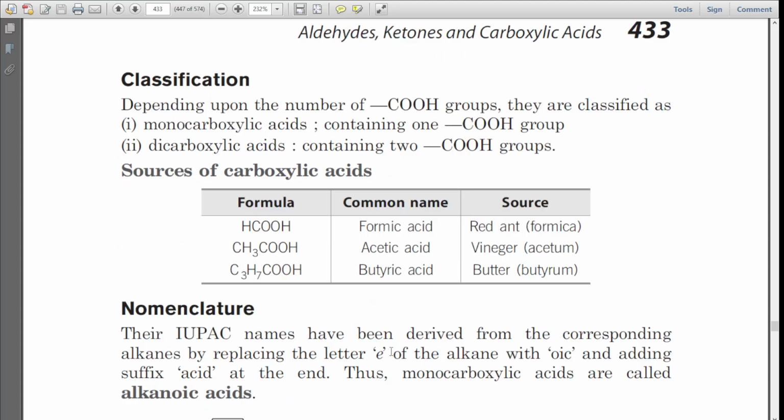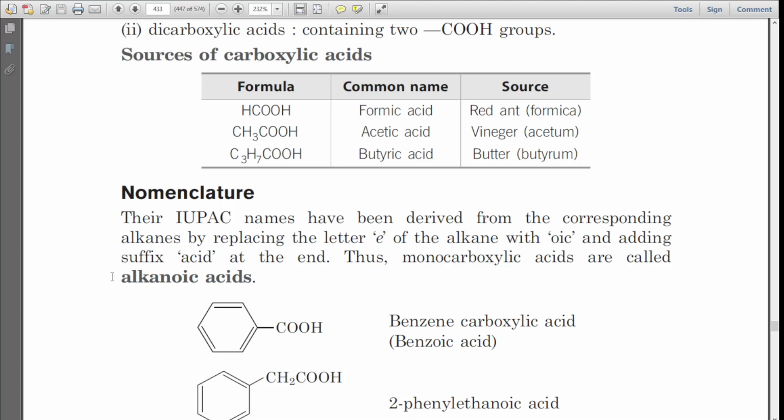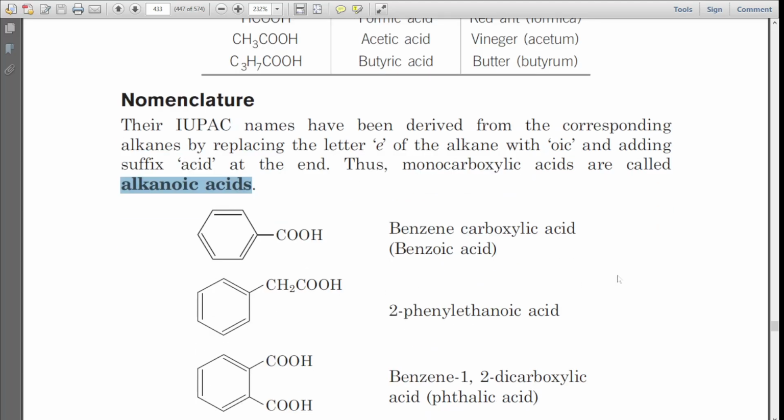The nomenclature is done by replacing the E of alkanes with oic acid at the end of it. Therefore, they are also known as alkanoic acid, such as we have discussed before, methanoic, ethanoic, propanoic, etc. Now, if the group is attached on a benzene ring, then it is known as benzoic acid or benzene carboxylic acid. Benzoic acid is the common name which we generally use in our chemical reactions.